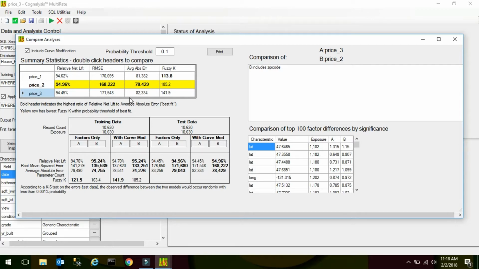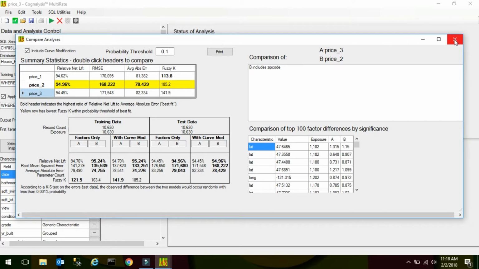The test data is summarized up here. And we can see that it was actually a worse relative net lift to price 2 when we got rid of zip code, considerably higher average absolute error when we got rid of it. The root mean squared error increased as well, but it did get simpler. The problem is between the two, it's found to be a very different model, not similar statistically to what we had for price 2. If it was, then maybe that simplicity would be okay.